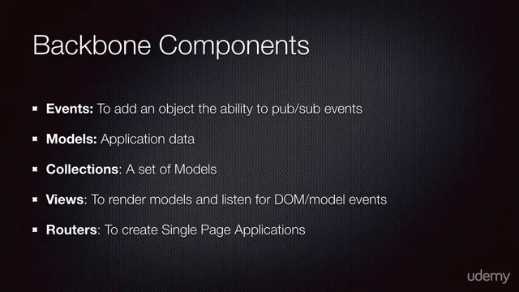Backbone has 5 components that you can use pretty much any way you want. Events, which provides any object the ability to publish or subscribe to custom named events. It's a great way for building loosely coupled applications. Models, which include the application data as well as the logic around it. Collections, which are ordered set of models.